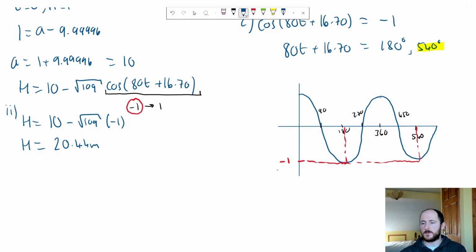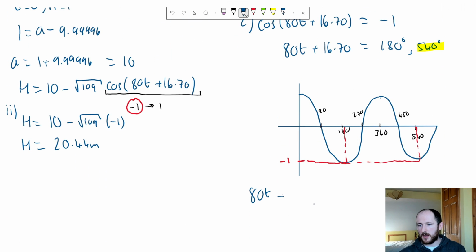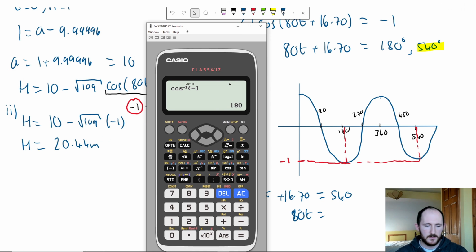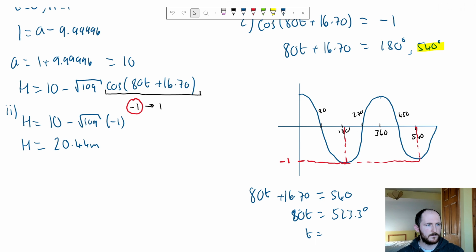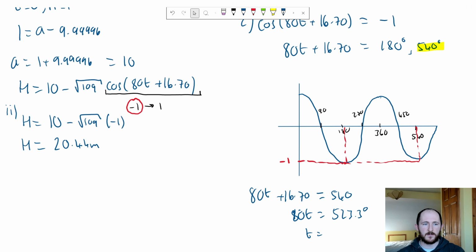answer, and then all we need to do is work out t, because it says find the time taken to the nearest second. So 80t plus 16.70 equals 540. So we're going to minus 16.7 from both sides. And then afterwards we're going to divide by 80, but that's 523.3. So then t is equal to, I love having to slide this around the whole time, 6.54 seconds.